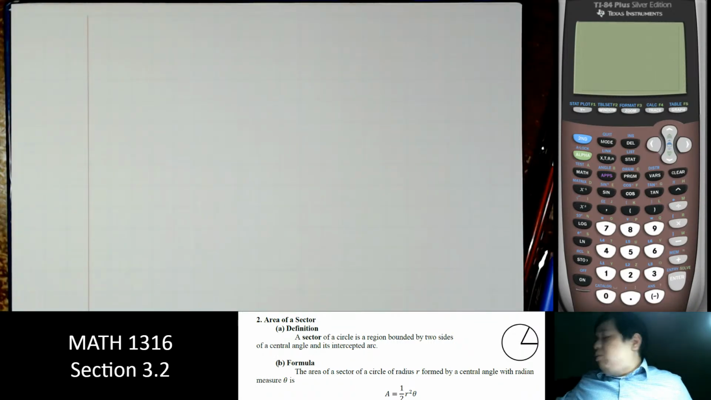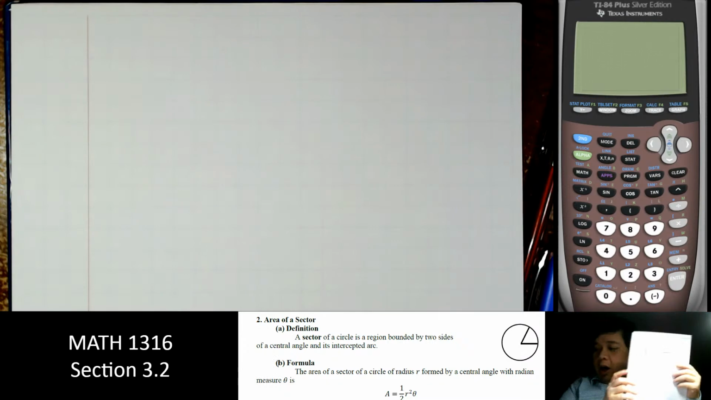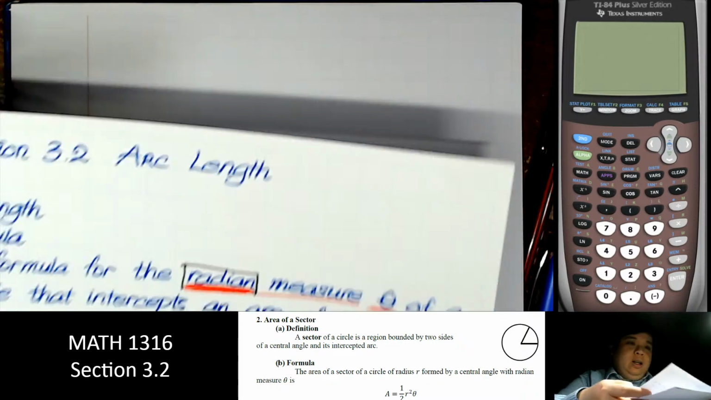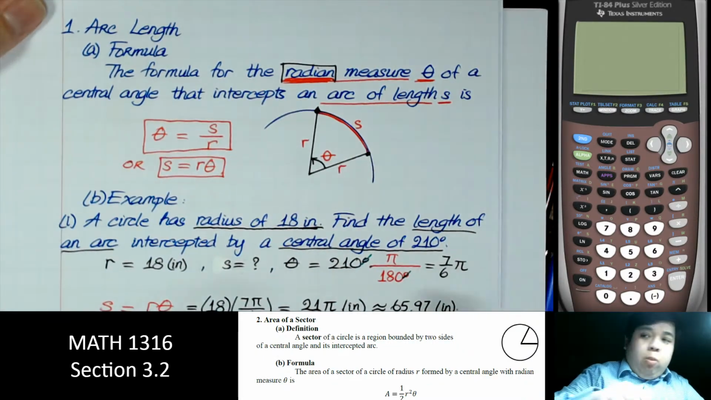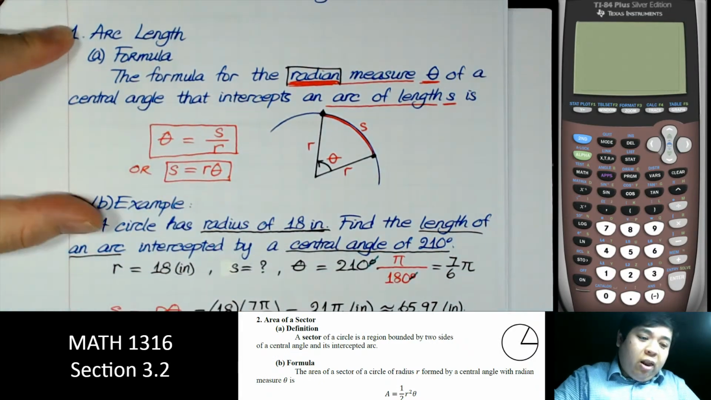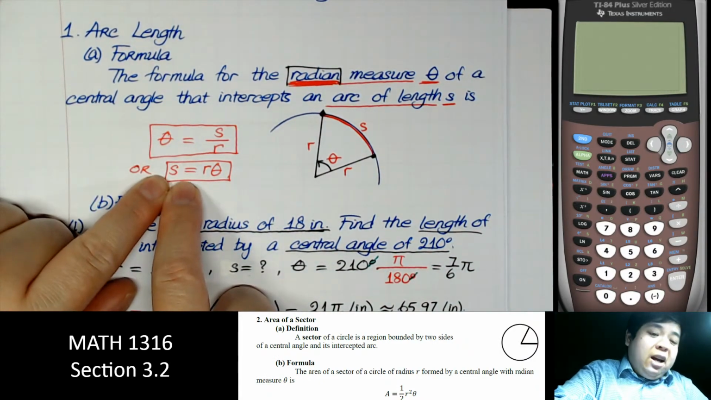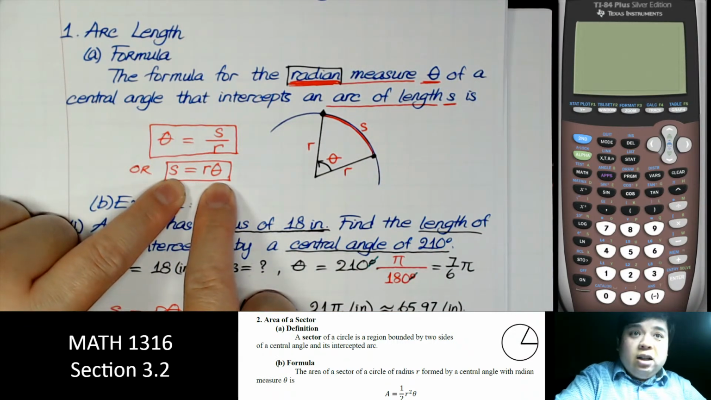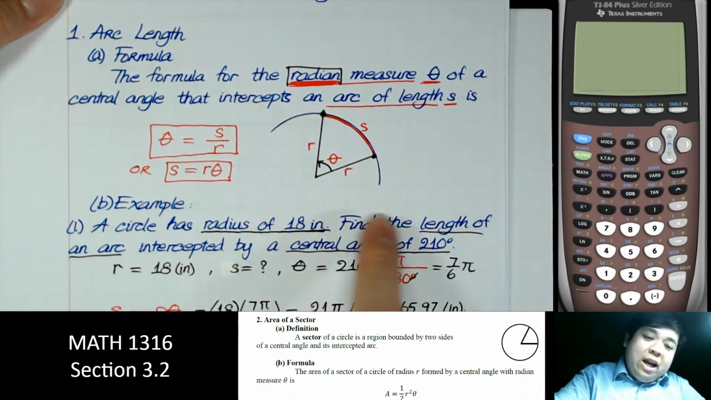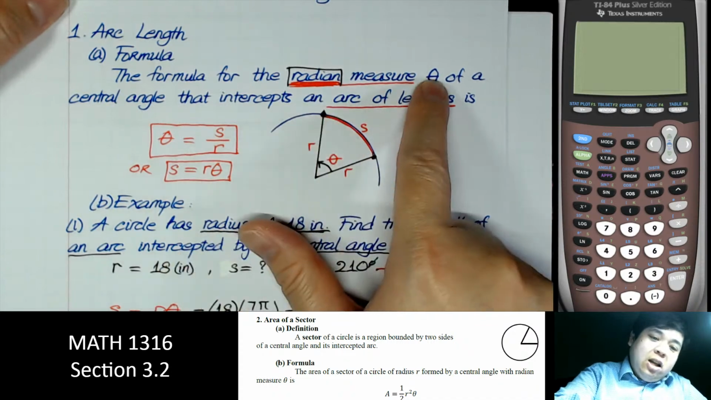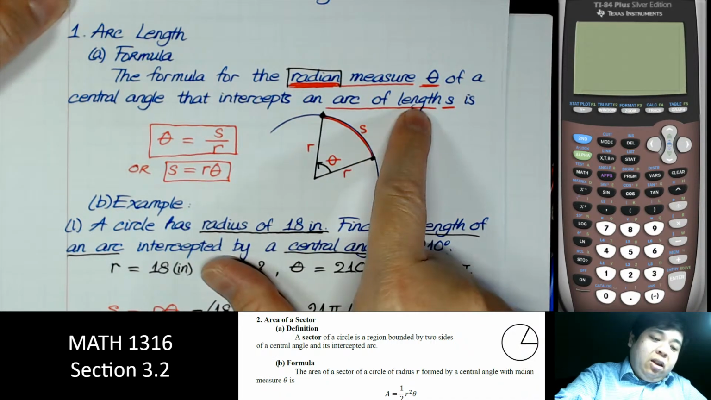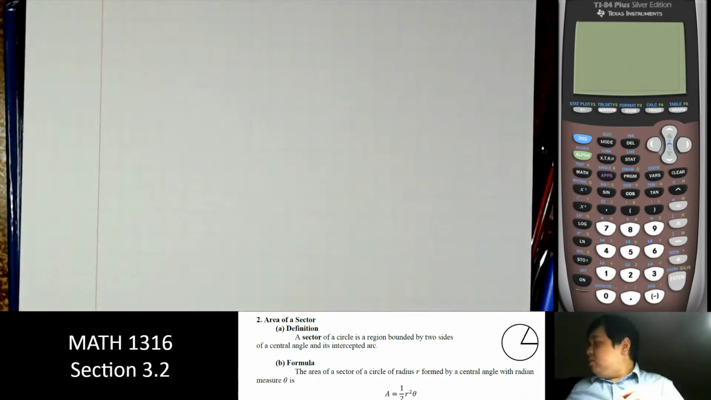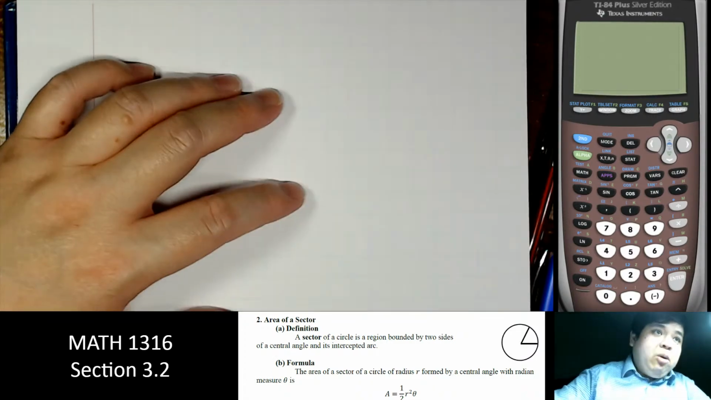Right, so we continue from last time. We stopped at section 3.2, the first part, the arc length. The length of the arc S is given by the radius times theta. Theta has to be in radians, that's very important. S is the length and r is the radius. So that's the first part of the section. Now the second part is the area of a sector.